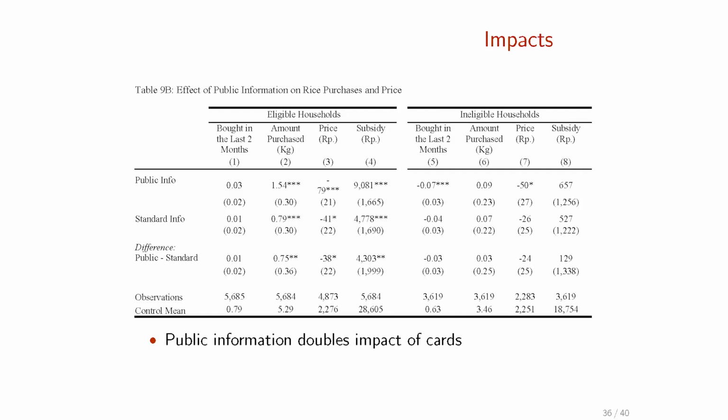And when we look at the impact, we're now comparing the public info, one line for public info, one line for standard info, which is just the card. You can see that in the public info compared to the control, they get 9,000 more in subsidies. And in the standard info, it was about 5,000 more in subsidies, which is a combination of purchasing more rice and paying less for it. So the public information seems to increase how much subsidy people get.